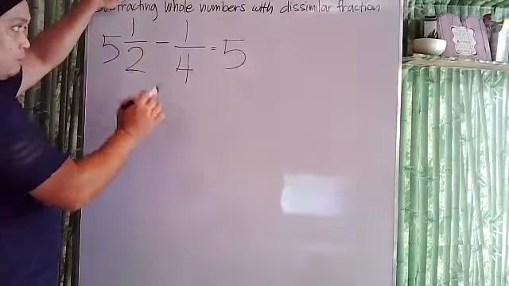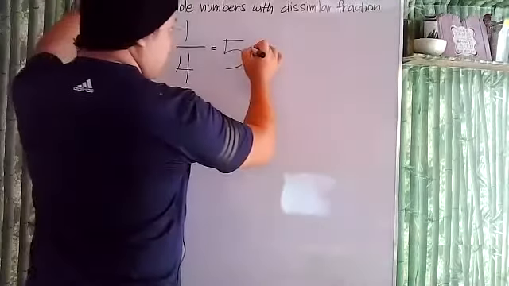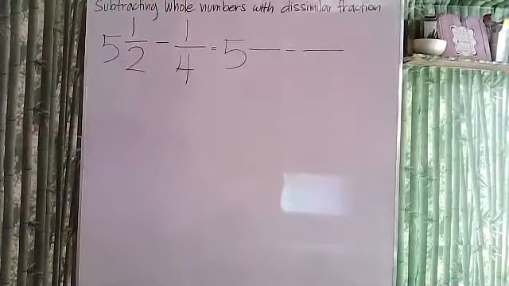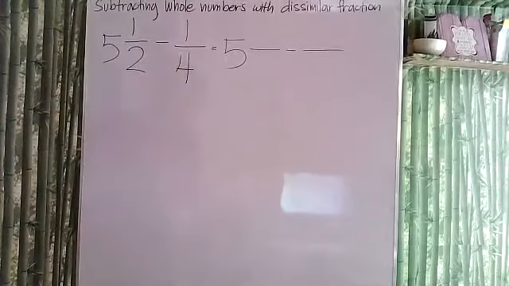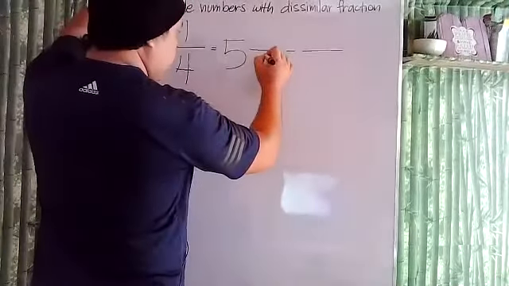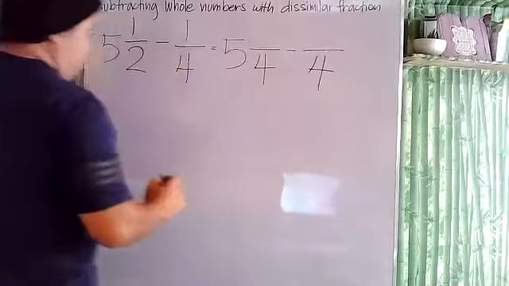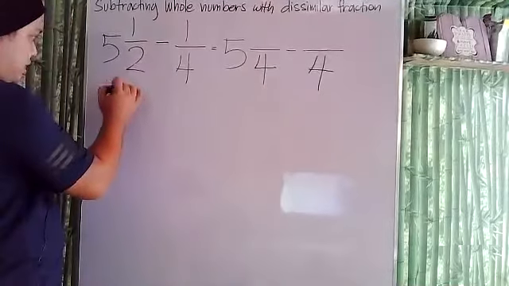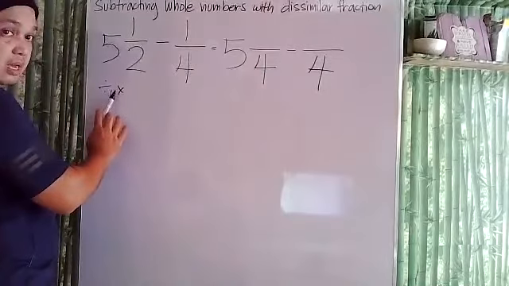fractions. But to subtract this, we must first change the dissimilar fractions into similar. So how? By finding or getting their LCD, a number that can be divided by both denominators. We have here 2 and 4. Its LCD is 4, the lowest number that we can divide both into. Now, to get the numerators, let's divide and multiply. Divide the denominator and multiply the numerator.